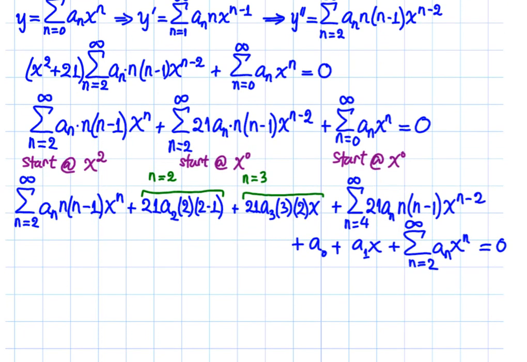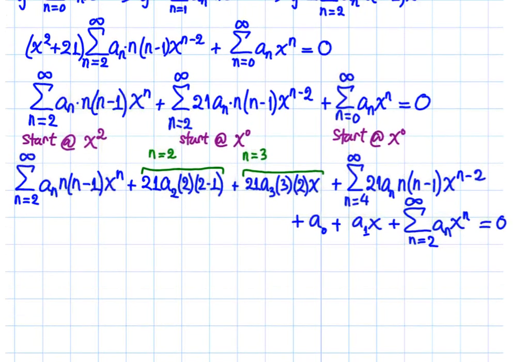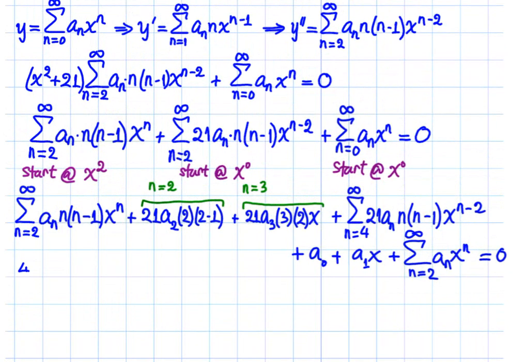Now, I will write everything that is not under the summation first. So 21 times 2, so there will be 42 a2, and then plus 21 times 6, that will be 126 a3 x, plus a0 plus a1 x. So that's everything that is not under a summation.